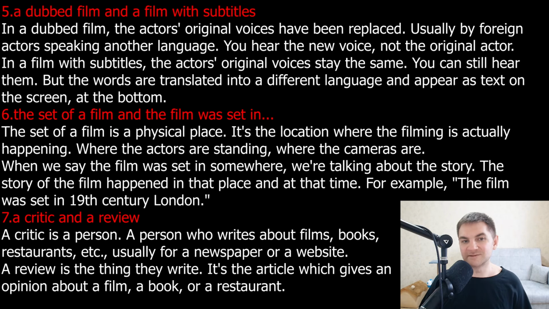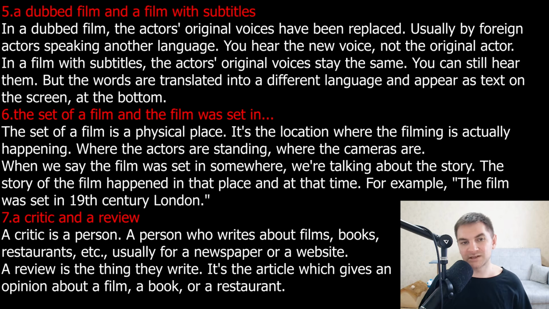The set of a film and the film was set in. The set of a film is a physical place. It is the location where the filming is actually happening, where the actors are standing, where the cameras are. When we say the film was set in somewhere, we are talking about the story. The story of the film happened in that place and at that time. For example, the film was set in 19th century London.